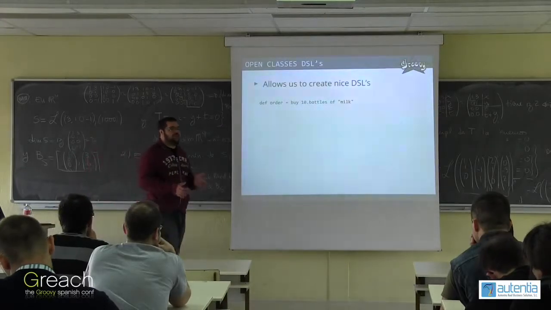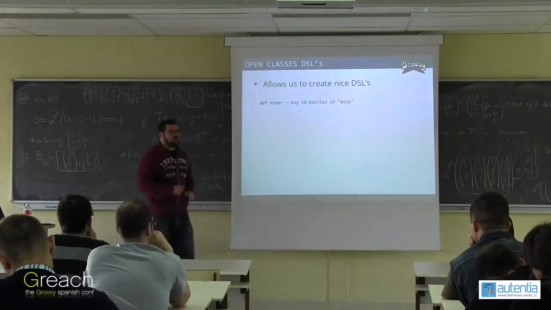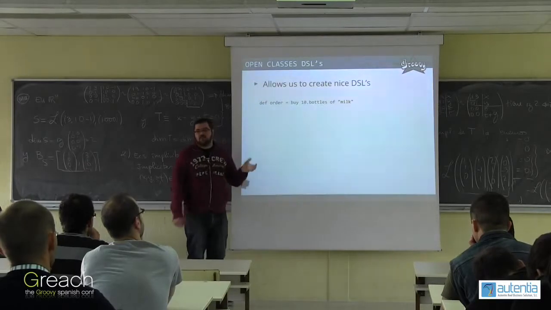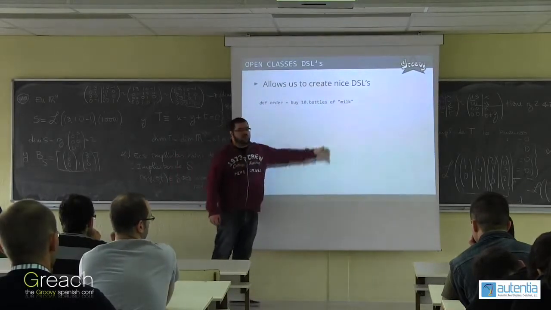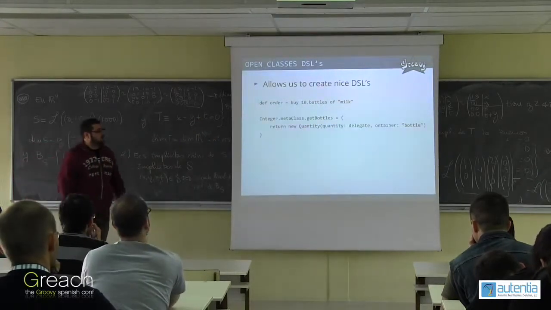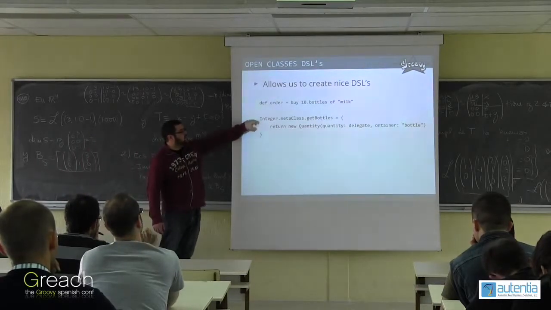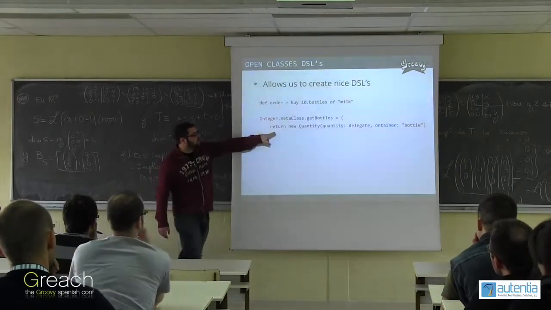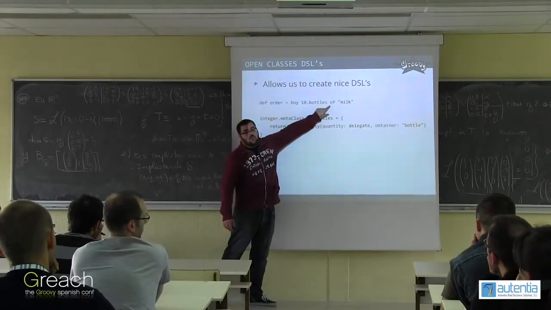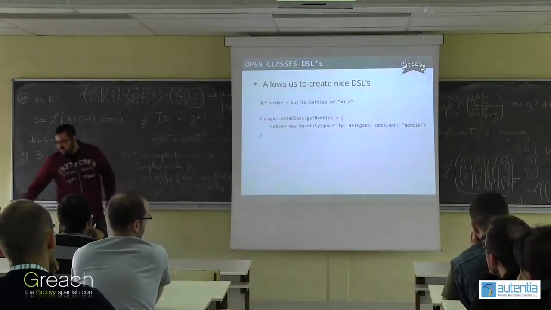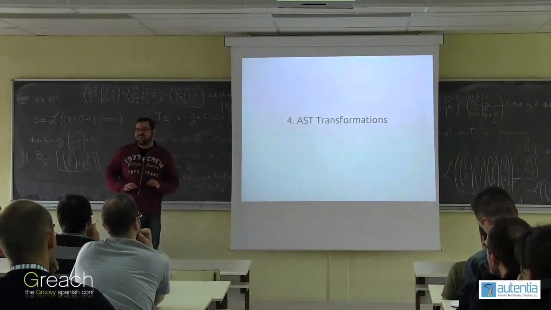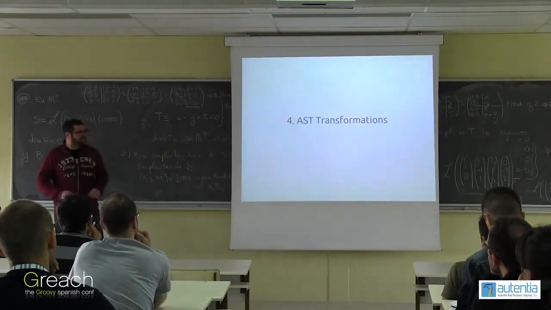But why am I telling you about this kind of method? Because it allows us to create very fine DSLs, almost like natural language. Buy 10 bottles of milk. Order 10 books of whatever. And it's quite easy. You only have to extend the Integer 10 with getBottles and then return your object. Of course, this quantity object has to have a method of. I hope you follow me until this part, because there are curves coming.